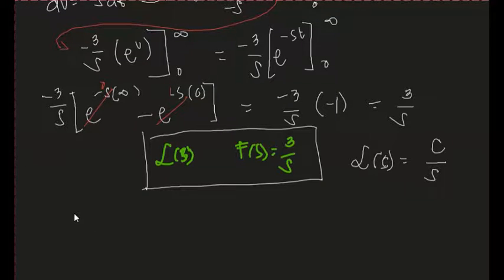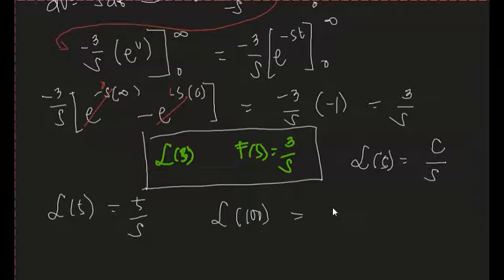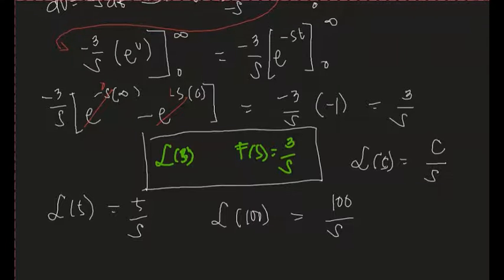So for example, you are given 5. What is the Laplace transform of 5? Automatically you know that it is equal to 5 all over s. What is the Laplace transform of 100? This will be equal to 100 all over s. So that is the Laplace transform of a certain constant.